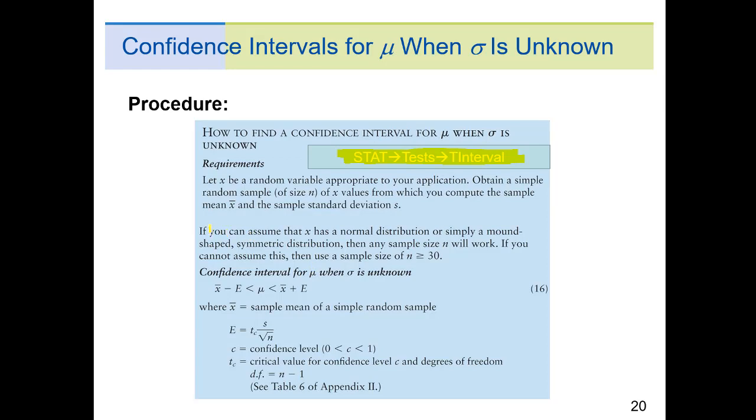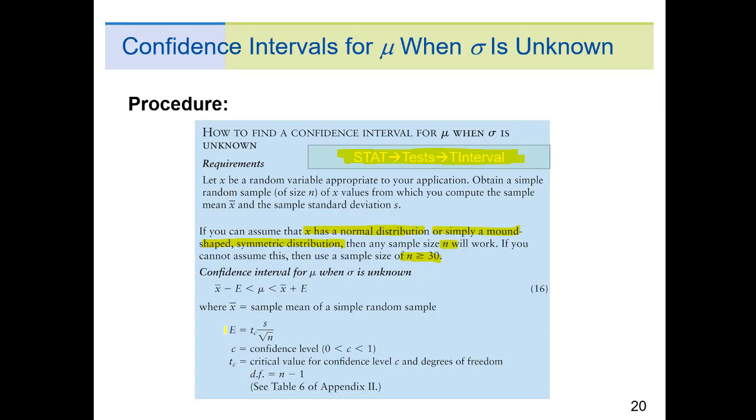Now, some requirements remain. We have to be able to assume that x is normally distributed, or it's at least mound-shaped and symmetrical. And if that's true, n can be any number. If we can't assume this, then n has to be greater than or equal to 30.